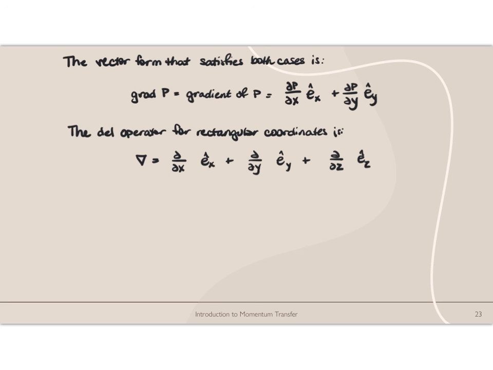And so if we were to apply this to p, del p is the derivative of p with respect to x times ex plus dp/dy times ey plus dp/dz times ez. So again, it is the same as the gradient, but looking at all three directions in rectangular coordinates. Now we will also be looking at this in other coordinate systems as we progress throughout the course.